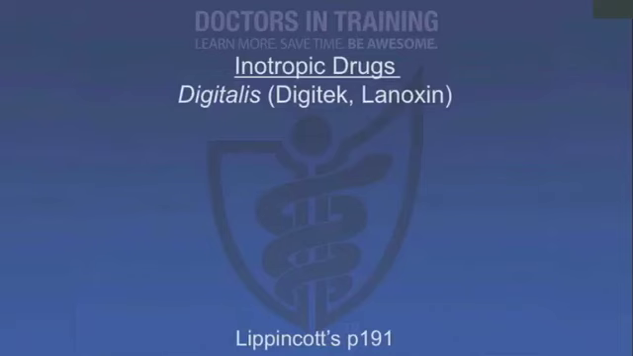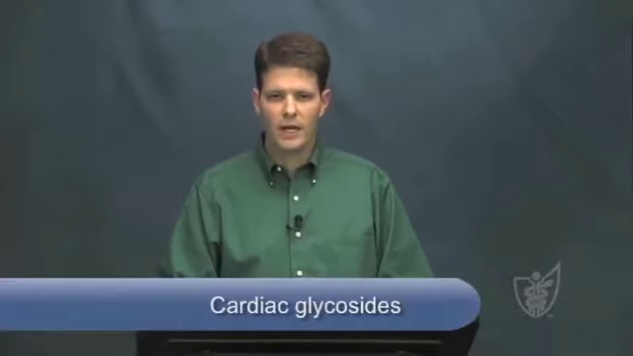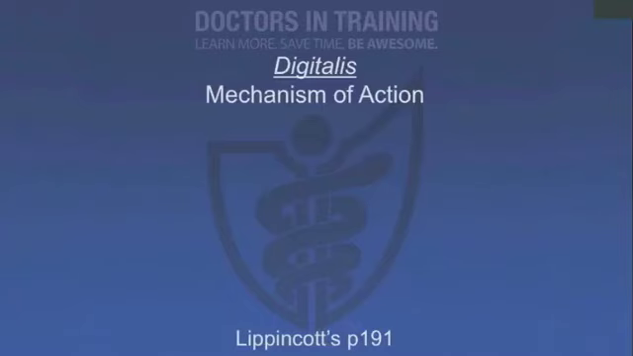So that brings us to our first inotropic agent, which is digitalis. Digitalis is a chemical that's derived from the foxglove plant. The only form available here in the U.S. is called digoxin. These are also known as cardiac glycosides. The mechanism of action of digitalis is very interesting.